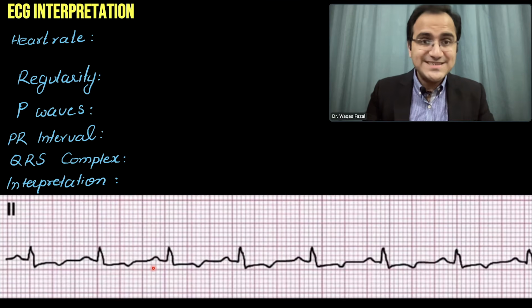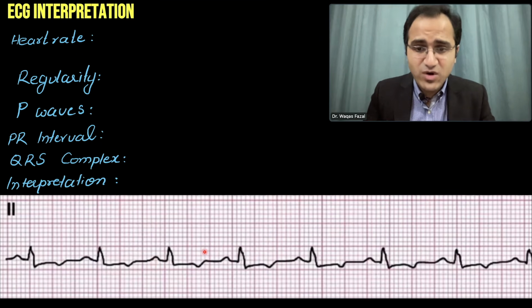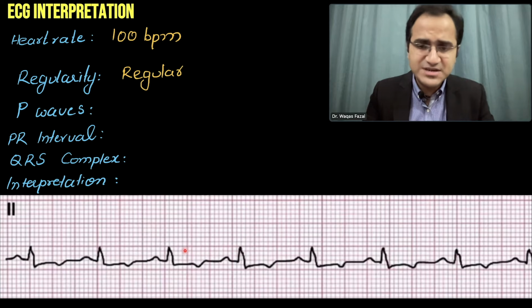Now let's look at this ECG. Pause the video and solve this ECG yourself. Coming to the answers, we have a heart rate of 1, 2, 3. So we have almost a heart rate of 300, 150, 100 beats per minute. The RR interval is equal and constant. So it is a regular ECG.